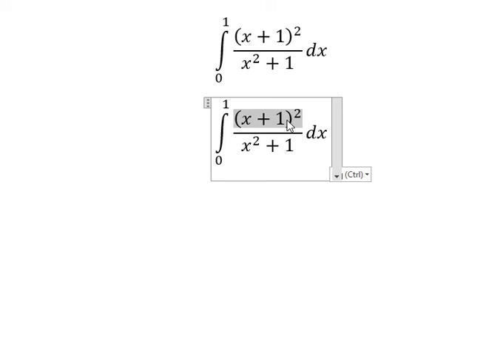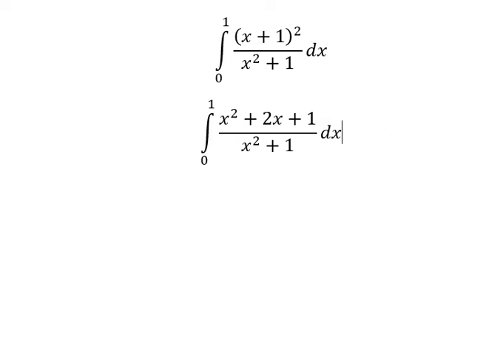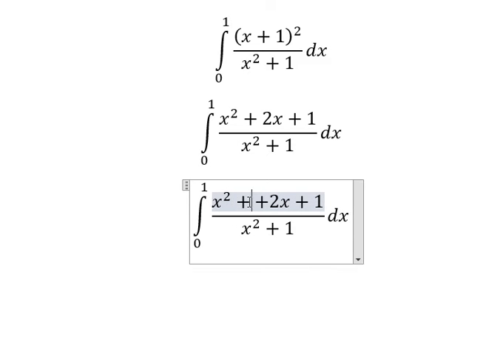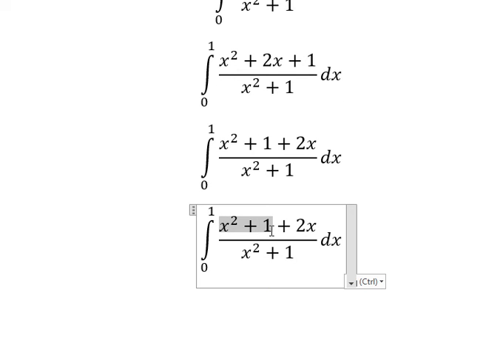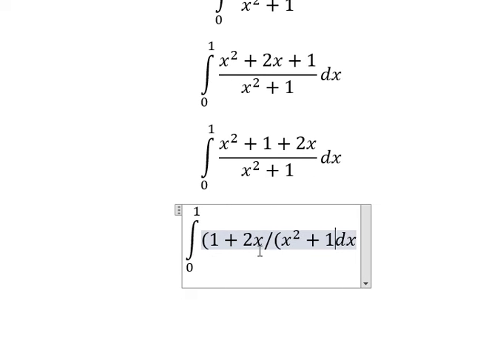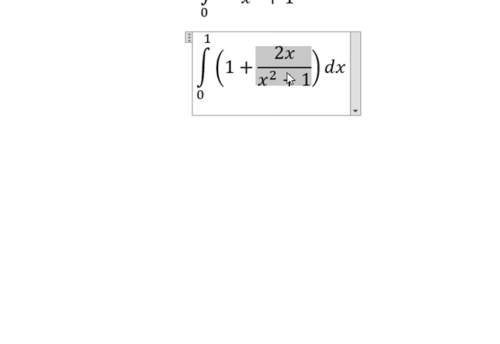We need to expand this one. Next, we put number 1 go to the left. Next, we see that x squared plus 1 divided by x squared plus 1, so we have number 1. Next, I will concentrate on this one only.